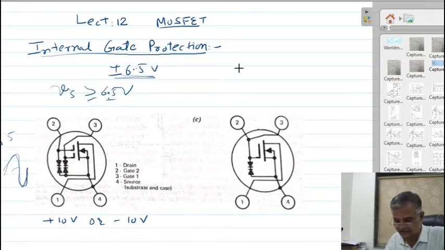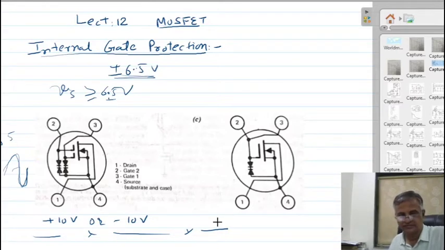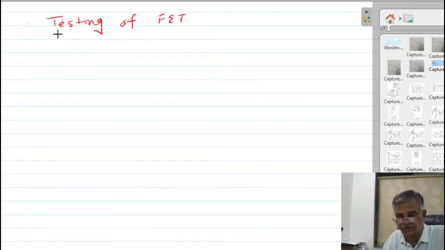Listen, this is the small topic about internal gate protection. Now we'll see the application, one more circuit, that is the testing of a field effect transistor. We want to see the testing circuit of a field effect transistor.